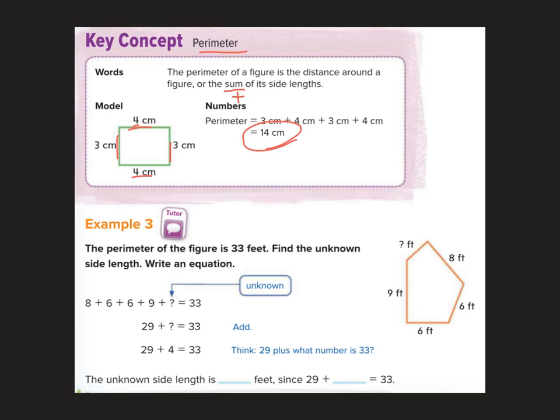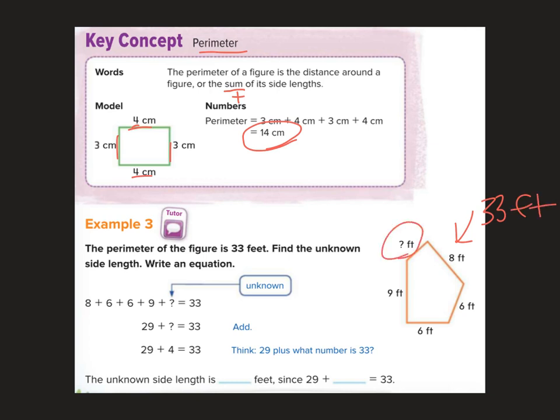All right, let's try another example. What if we're not doing a square or a rectangle? Can we still find the perimeter? Why, yes, we can, as long as it's straight edges, right? We just have to count all the sides. The perimeter of this figure is 33 feet.